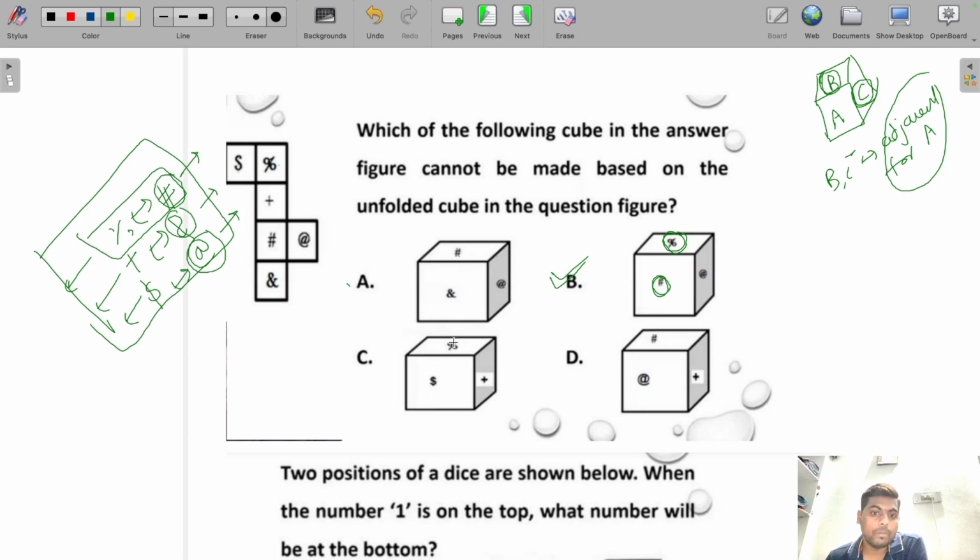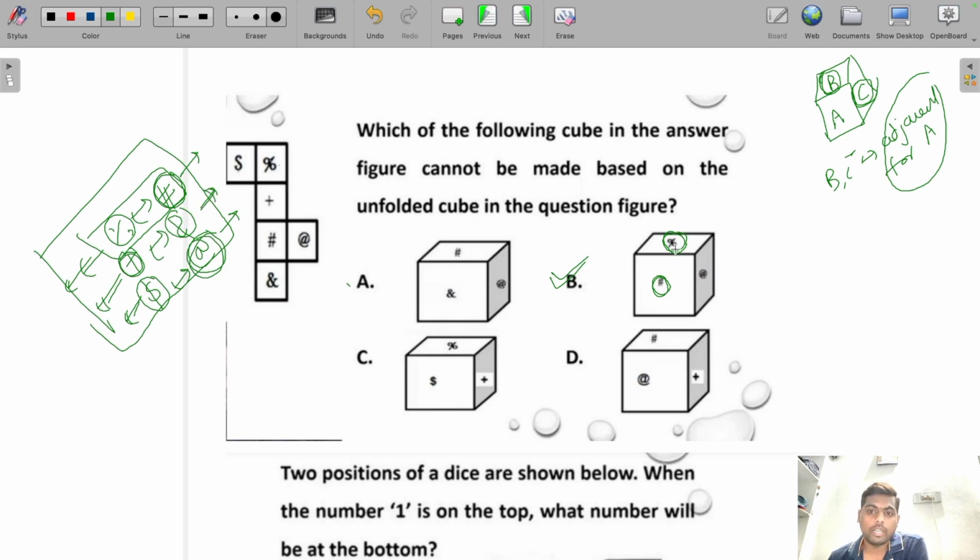Now coming to the next one, modulus, dollar, plus. Modulus you are taking from here, dollar you are taking from here, plus you are taking from here, meaning you are taking any one thing from each row, so this is also possible. Now the fourth one, hash, at the rate, plus. Hash is coming from here, at the rate is coming from here, plus is coming from the second row, so this is also possible.